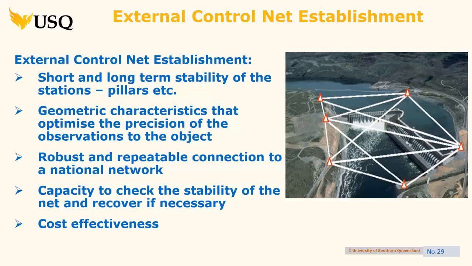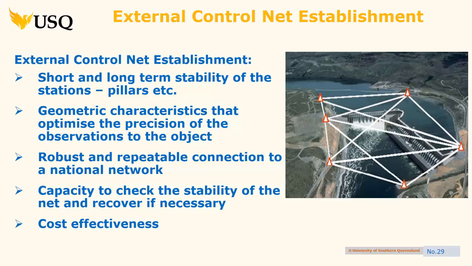Okay, so the geometric characteristics that optimize the precision. Now, after you've done assignment one, you've looked at other things. Students tend to go, well, it should be surrounded in a perfect thing. Yeah, I'm going to show you that actually nature intervenes. This one here, which is a dam somewhere in the US, I think, Missouri or something. Or that's Nevada. You see how they've just surrounded it all with control.